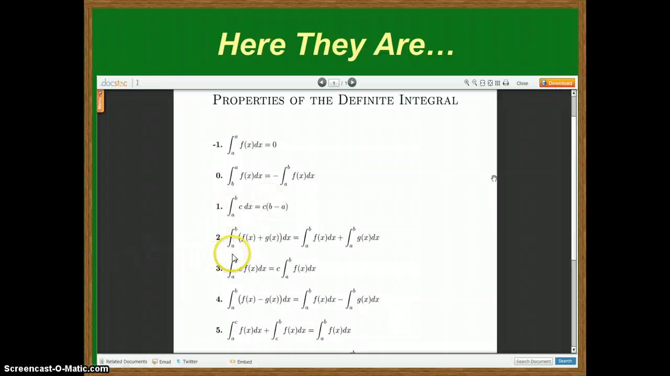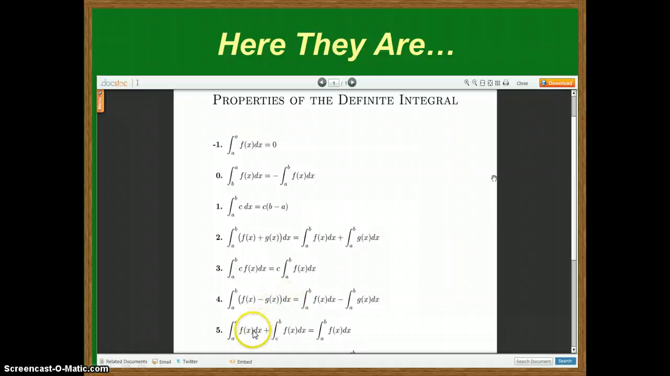Next property says that the integral of the sum of two functions is equal to the sum of the individual integrals of those two functions, as long as a and b are the same in both cases. And there's also, if you look down here, number 4 is the difference rule, and we had both these rules for limits and derivatives. The third one here says that the integral of some constant times f of x is equal to that constant times the integral of just f of x. This says basically we can pull a constant outside of the integral sign.